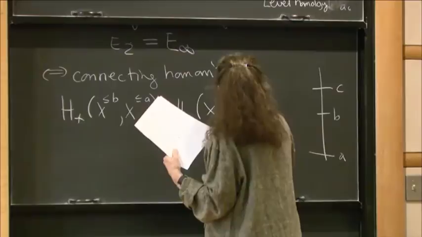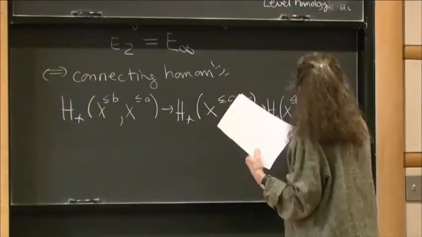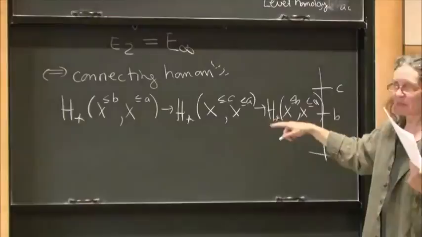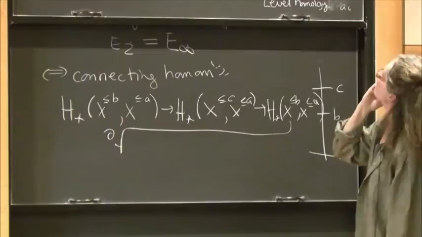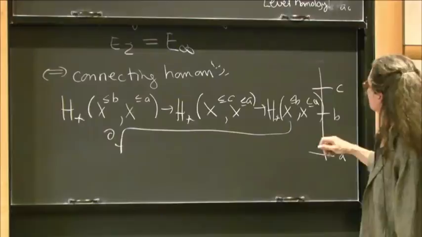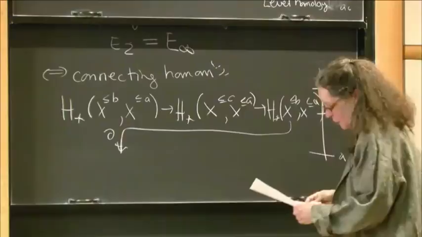And then we have the homology of X less than or equal to B, X less than or equal to A. This is a long exact sequence of this triple, and then we have the connecting homomorphism, which goes down like this. And if the connecting homomorphisms are all zero, then this one is a direct sum of those two. And that's what it means to be a perfect Morse function, at least over a field, and we are over Z2. So again, it's the vanishing of these maps that makes it a perfect Morse function.